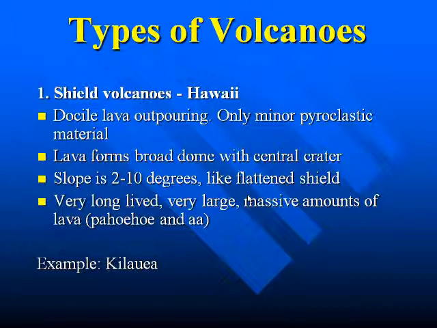The lava makes a great big dome with that central crater on it with the opening. Slope is somewhere between 2 and 10 degrees, like a flattened shield. They're very long-lived, lots and lots of lava. The Kilauea volcano in Hawaii is your example of that.